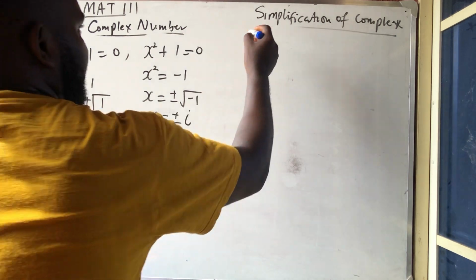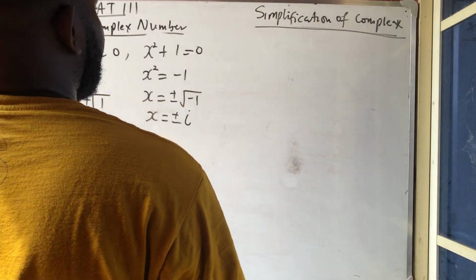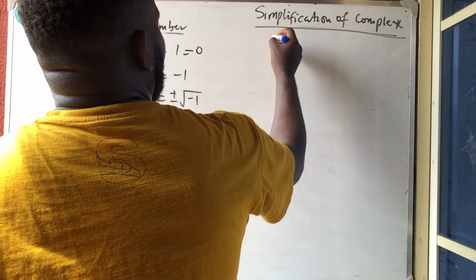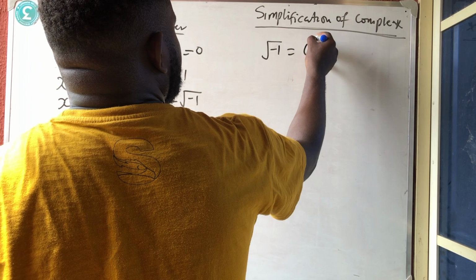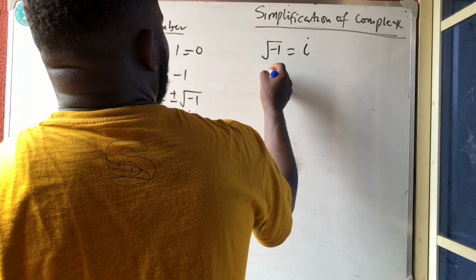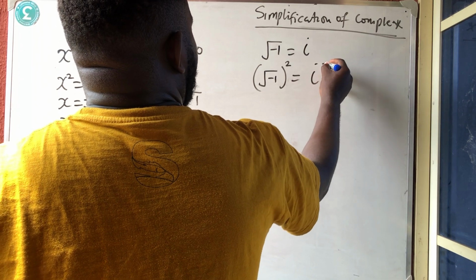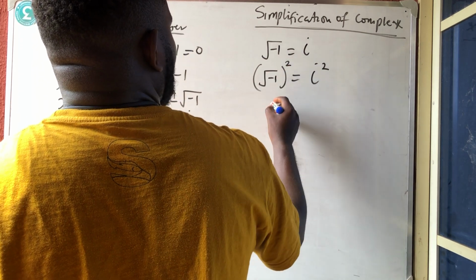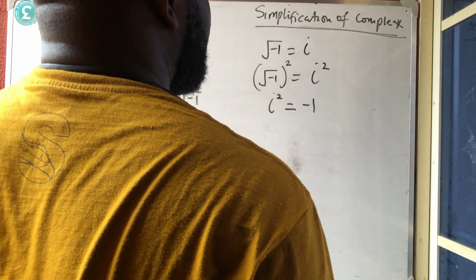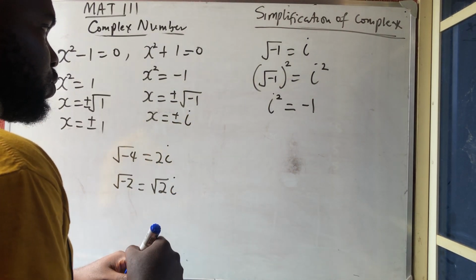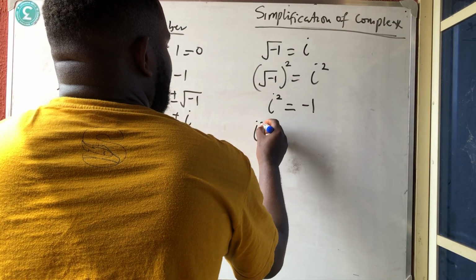Now let's go to simplification of a complex number. To simplify a complex number, we know that the square root of minus 1 is taken as i. So if we decide to square both sides, the square root of minus 1 all squared is taken as i squared. Square will cancel square root, which means i squared is equal to minus 1. Okay? So you need to know that i squared is equal to minus 1. Now what about i raised to power 3?